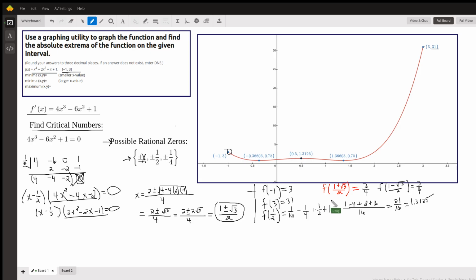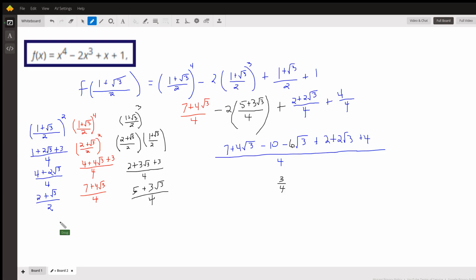And f of 1 plus the square root of 3 all over 2 turns out to be 3/4, as does this. If you want to see how to evaluate that without a calculator, here's what that looks like. F of 1 plus the square root of 3 all over 2, that's to the 4th power, minus 2 times that root to the 3rd power, plus the root plus 1.